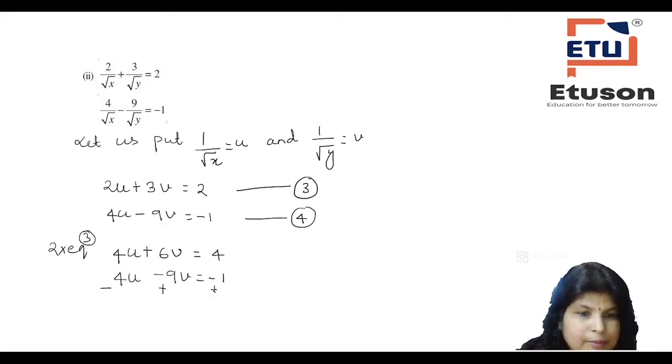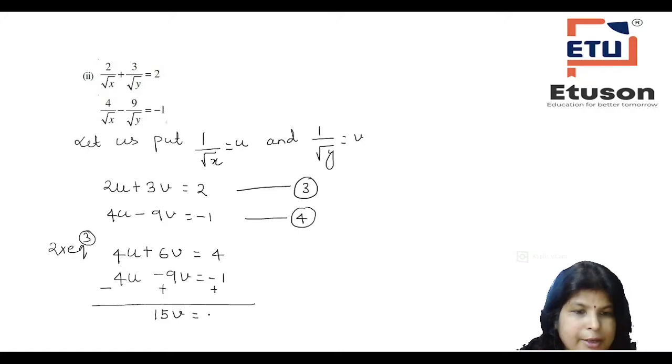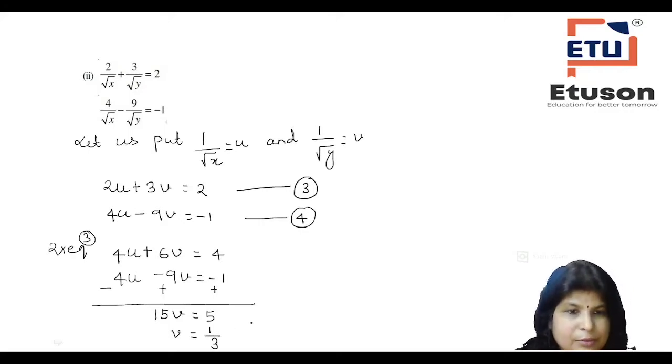So you will get 4u minus 4u is equal to 0. You will get 6v plus 9v is equal to 15v, that is equal to 4 plus 1, that is 5. So what about your v value? v is equal to 1 divided by 3.